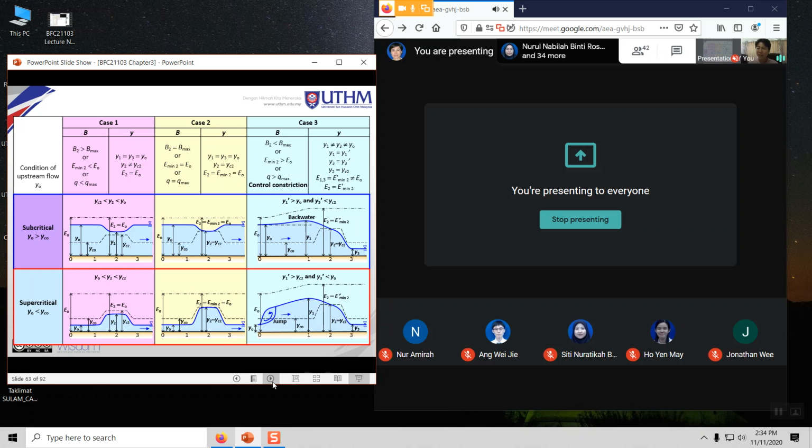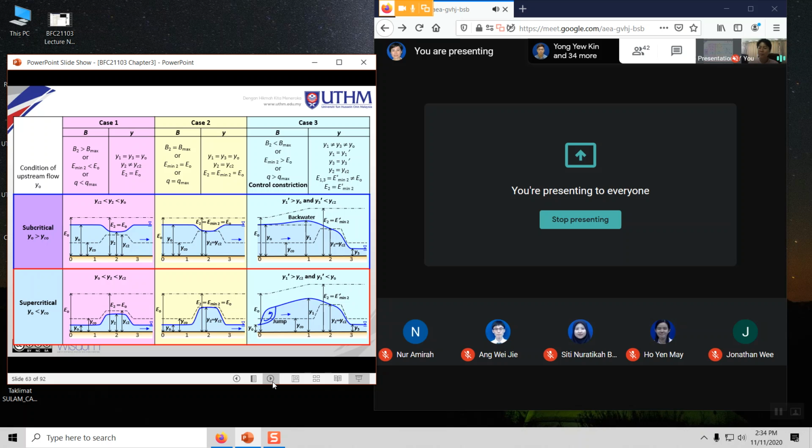Of course, when I explain this, probably it's best to understand if you do some exercises. Okay, let's look at the sketches. For subcritical and supercritical, you have 3 sketches, for case 1, case 2, and case 3. For case 1, you know already, it's similar to yesterday's flow over broad crested weir. For case 1, y1 is equal to y0 and y3 is equal to y0 as well. But your y2 is not yc2.